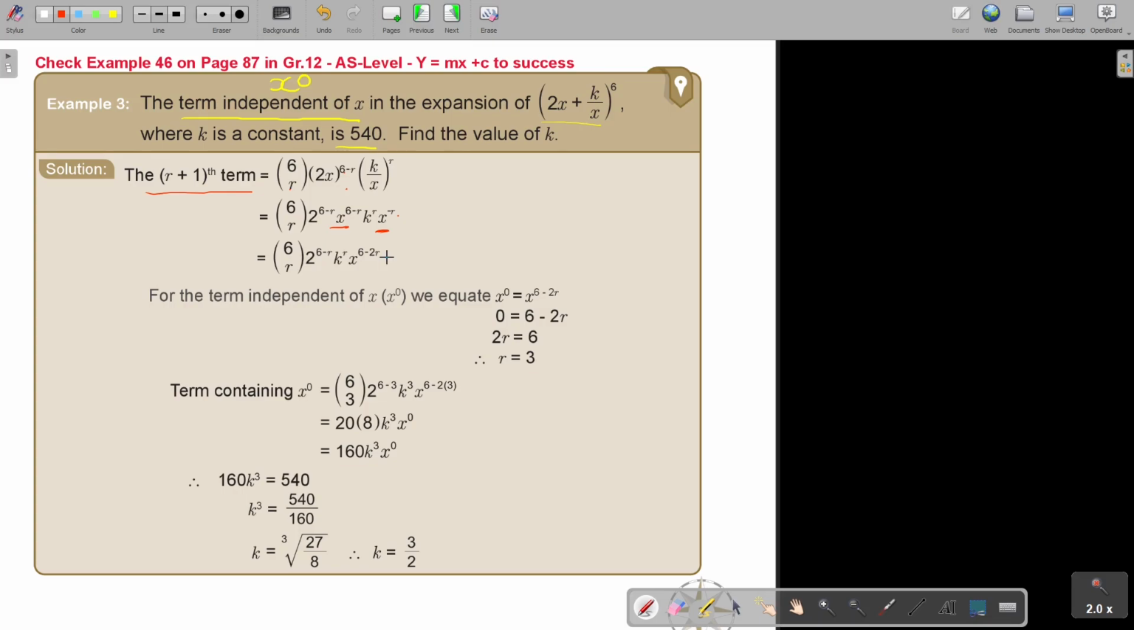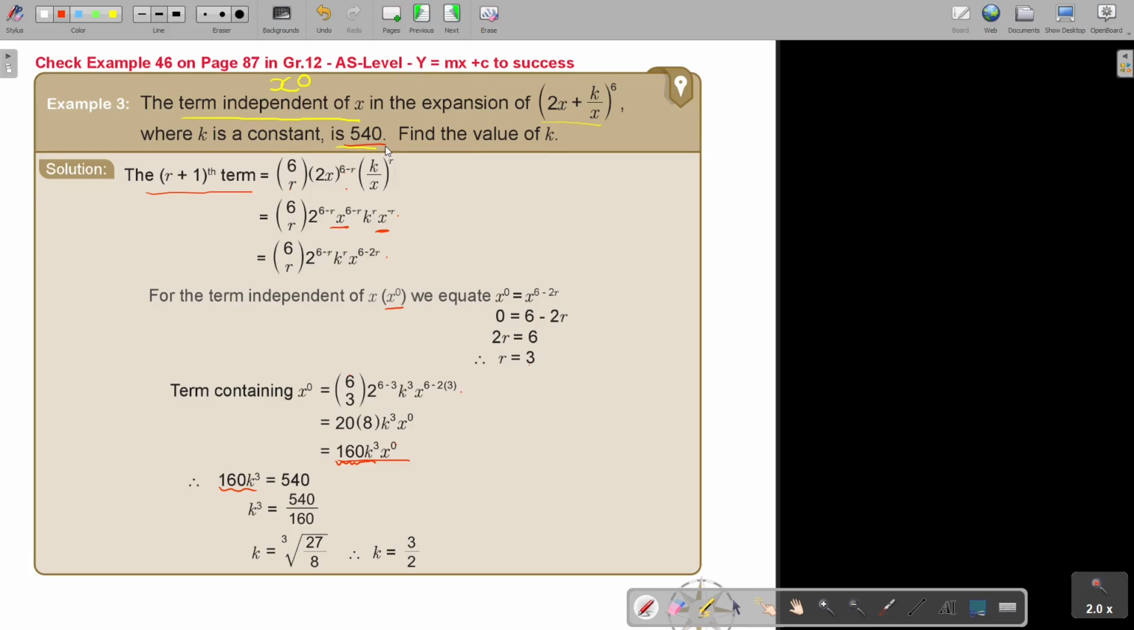So for the term independent, it's just x to the power 0. So it's 0, and I get r is 3. And now to find that term, so 6 over 3, and I just substitute the 3, and at the end I get 160 k3 x 0. Okay, but now they set the coefficient, so it's that k3, and that's equal to 540. And then I just take the cube root, and the value is 3 over 2. So it's actually just the independent one, the constant one, and you just have to know it's x to the power of 0. But let's look at the examples.